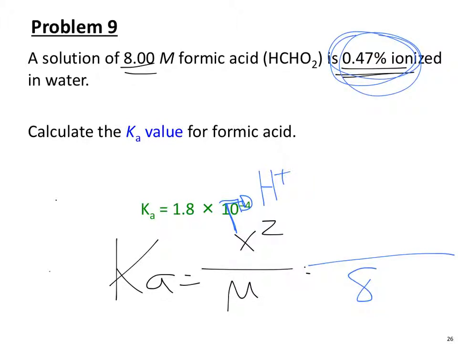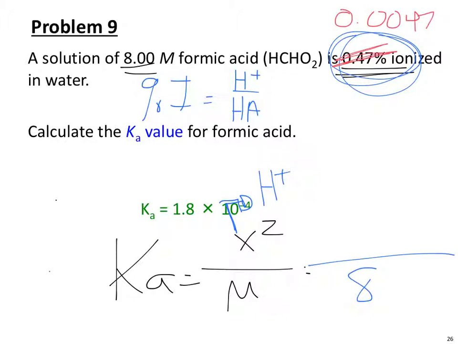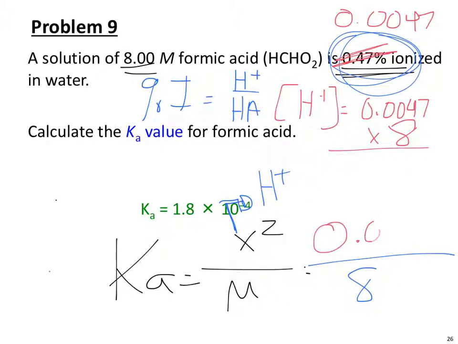Multiply that times... All right, now, so percent I is equal to H plus over HA. Does that make sense? Now, what do we know about all percentages? Can we use them as they are? No, change them. What is that in real number? 0.0047. So H plus is equal to 0.0047 times 8, right? Which is the original concentration, which is HA. Can somebody run that number for me? 0.0376. Well, that just turned into a real easy problem.